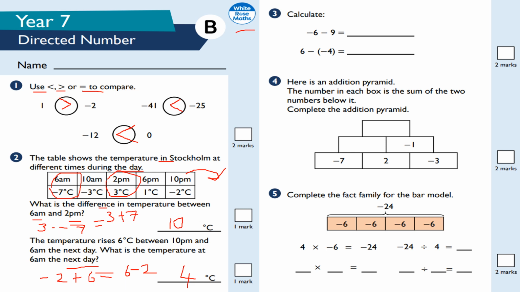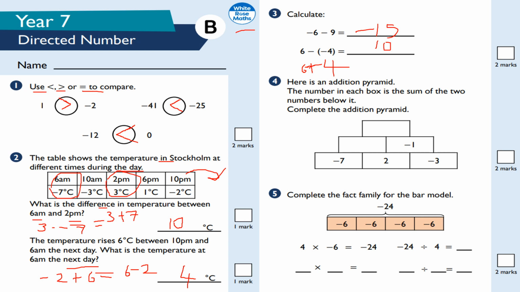Question number 3. Calculate negative 6 take away 9. So it's going to be negative 15. 6 take away negative 4. So that's going to be 6 plus 4, which is 10. The two negatives here become a positive, as a sign of the sum.